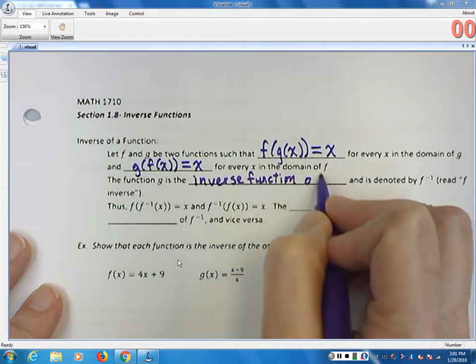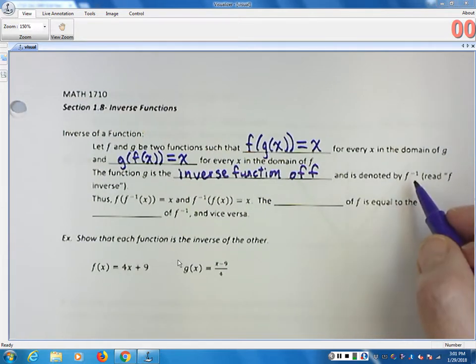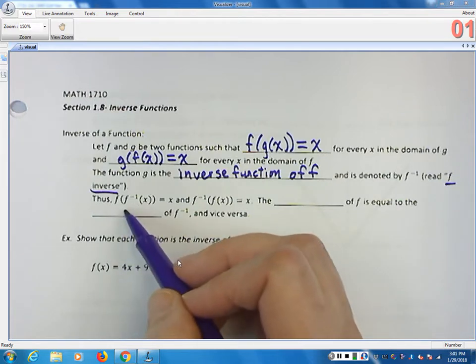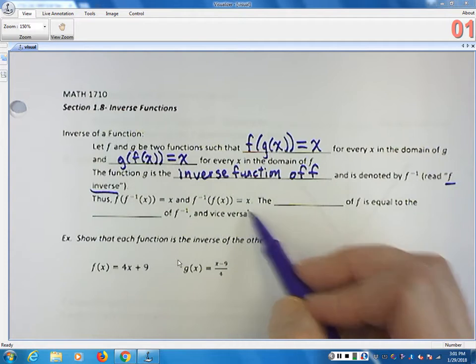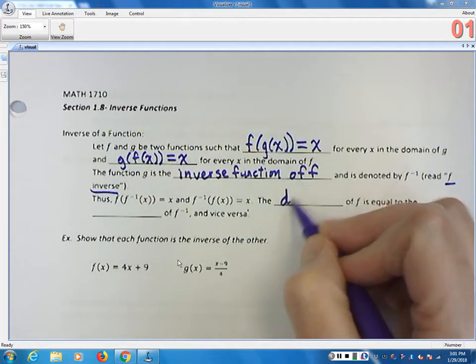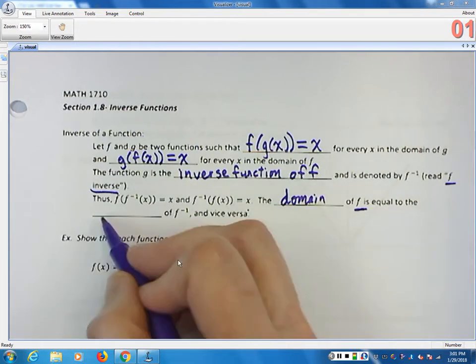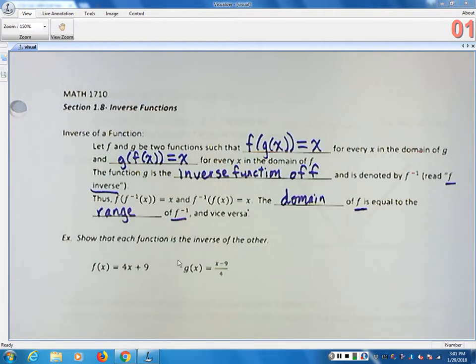of f. It is denoted f to the minus 1. It looks like an exponent, but it's not. We read it f inverse. So f of f inverse of x equals x, and f inverse of f of x equals x. The domain of f is equal to the range of f inverse and vice versa.